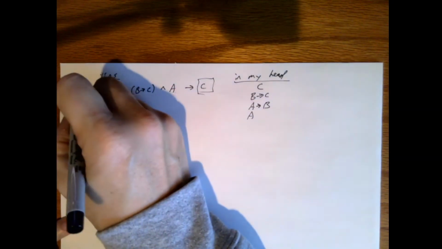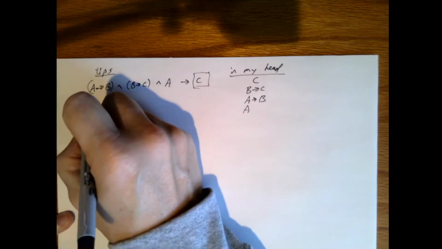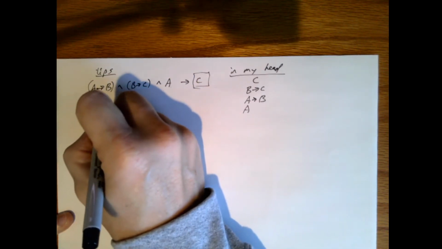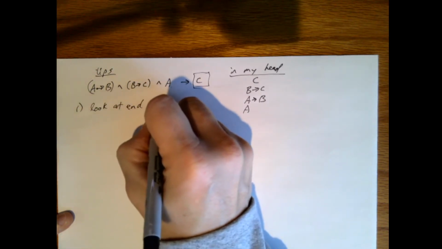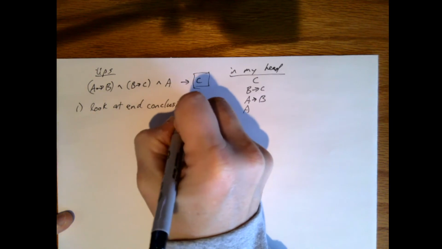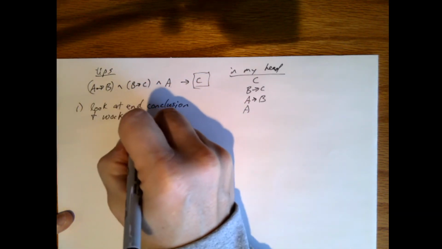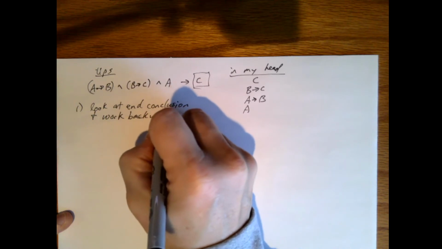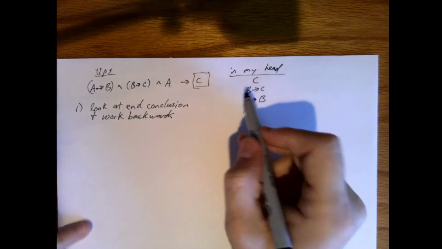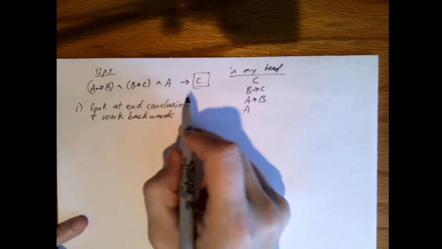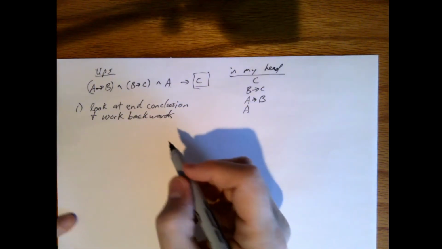All right? So our first tip here would be: look at the end conclusion and work backwards. Like I said, it won't always be this straightforward, but at least it gives me an idea of which piece to start with, okay? Or at least I think it does, right?